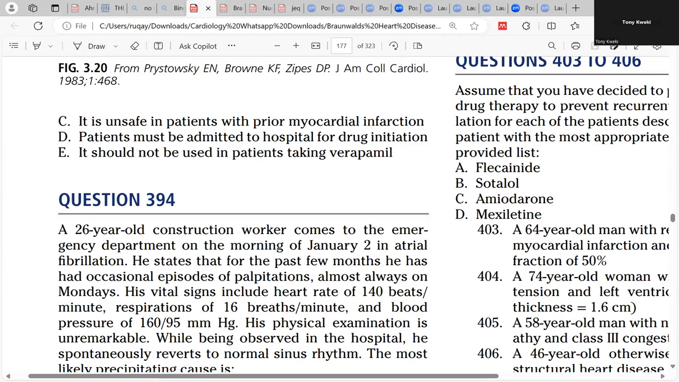Then E, it should not be used in patients taking verapamil. This is also true. So the one that is not correct here is that it is unsafe in patients with prior myocardial infarction.